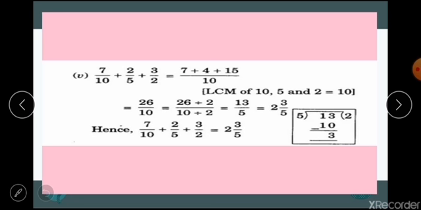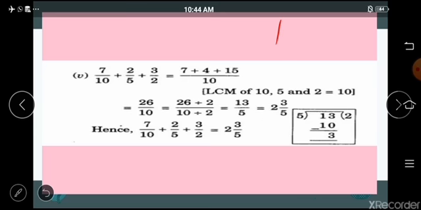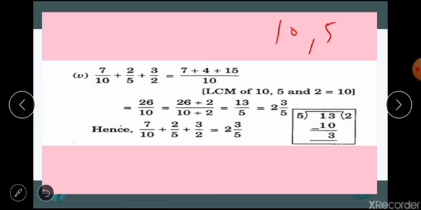Look at one more example. Here the fifth part is 7 upon 10 plus 2 upon 5 plus 3 upon 2. So again you will take the LCM of 10, 5 and 2. So what will you get, student? You will take the LCM and you will get 10 as the LCM. So here the LCM is 10.